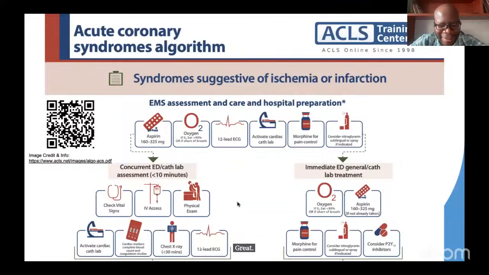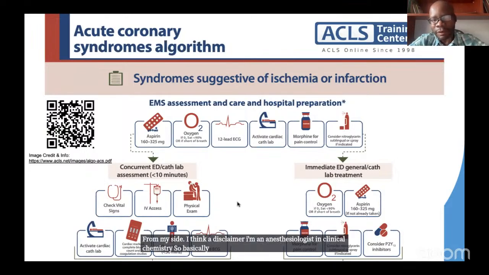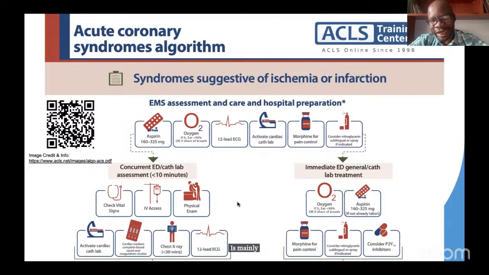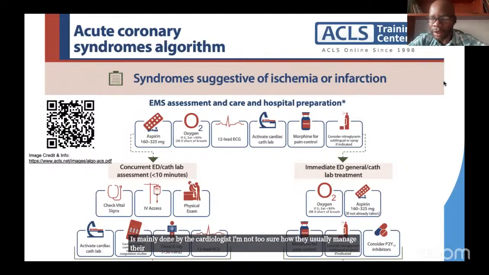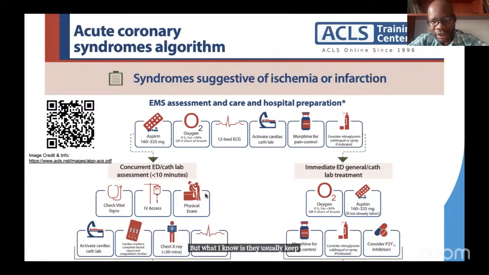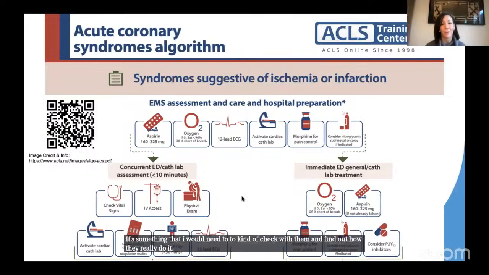From my side, a disclaimer: I'm an anesthesiologist and critical care physician. So most of the management after the acute period is mainly done by the cardiologist. I'm not too sure how they usually manage their long-term anticoagulation, but what I know is they usually keep them on the antiplatelet drugs for a significant period. It's something that I will need to check with them and find out how they really do it. These are great questions and great learning points.